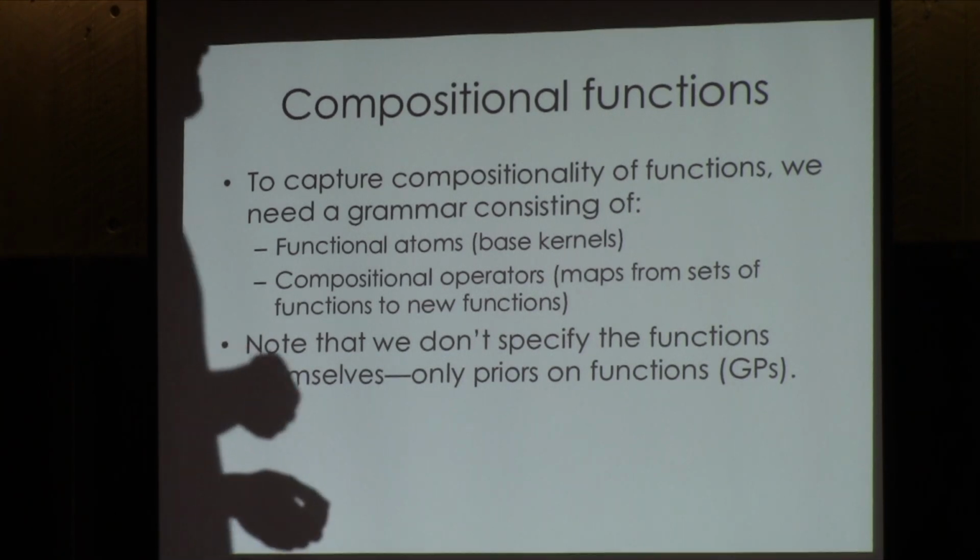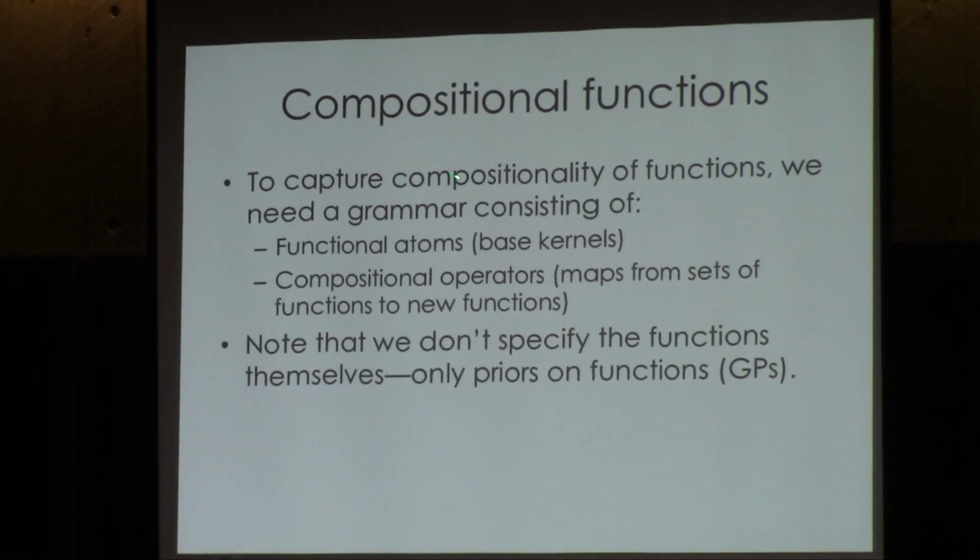Okay, so here's the basic setup that I'm going to describe to you. To capture the compositionality of functions, we're going to define a kind of functional grammar that consists of two pieces. One is a set of atoms. These are the base kernels. And the other is a set of composition operators. These are going to take kernels and combine them into new kernels. I'm going to establish a connection between combinations of kernels and combinations of functions. So it's important to keep in mind that we're not specifying the functions themselves. We're only specifying the priors on the functions.